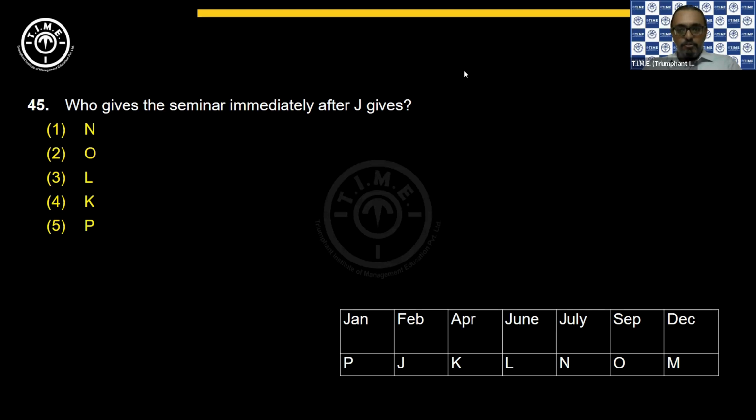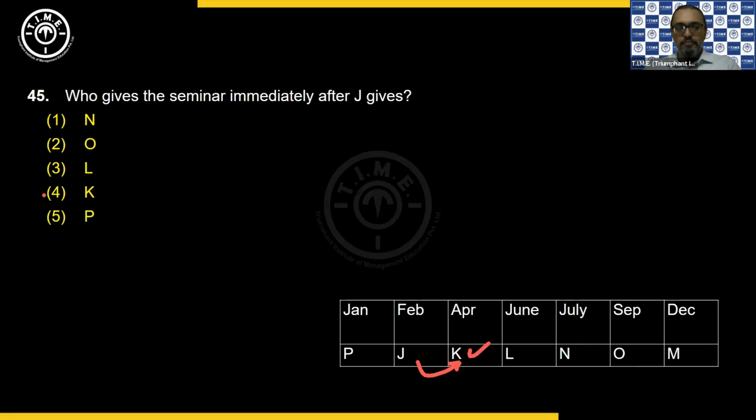You want the answer to this question: who gives the seminar immediately after J? You have it, no? Immediately after J, the one who gives the seminar is K. Fourth option you'll get.